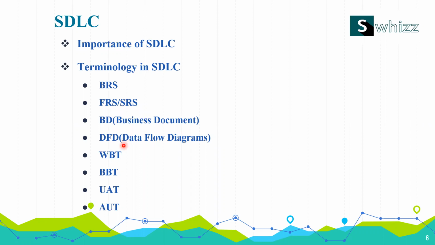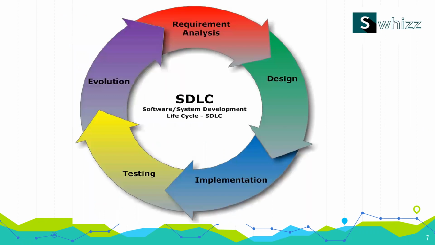Then there are business documents and data flow diagrams, white box testing, black box testing, and user acceptance testing. Don't confuse UAT and AUT. They look the same but are not. UAT is user acceptance testing, the final stage of testing after system testing. AUT means the build or the application under test.